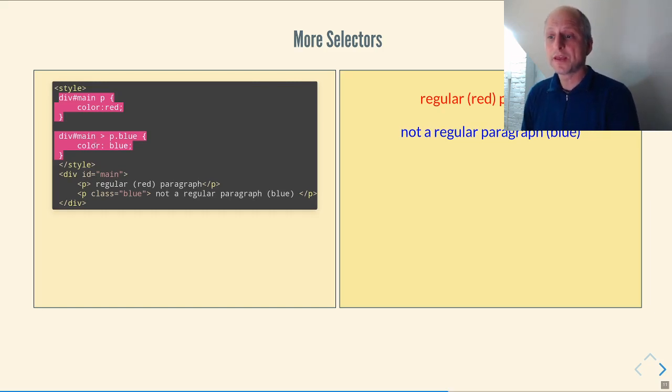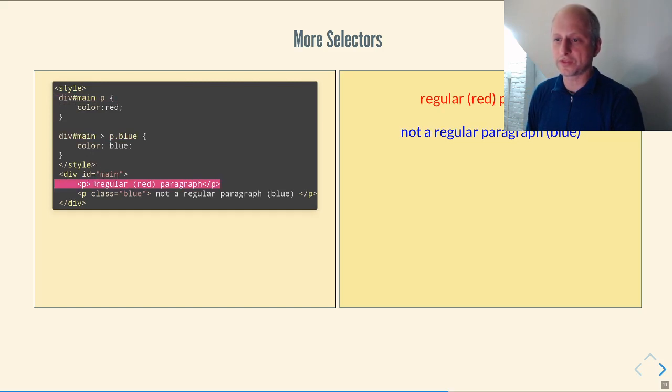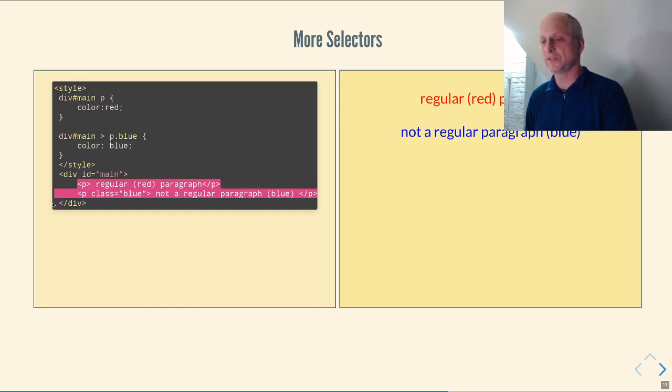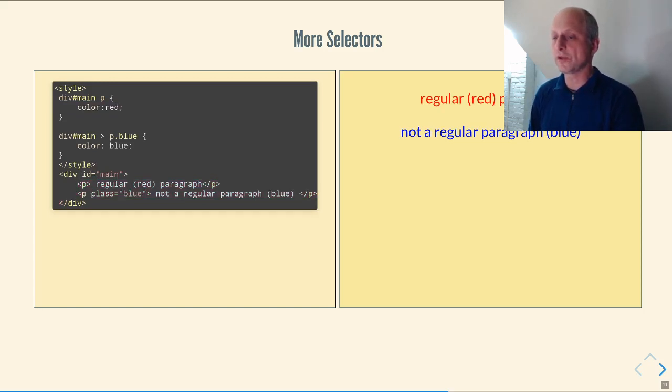But if that paragraph in addition has a class of blue, then we're going to color it blue. And because this selector is more specific than the first selector, it will take precedence. So this color equals red actually does apply to both paragraphs inside the div, but it's going to be overridden in the second case. And we can see the effects of that in the rendering on the other side.